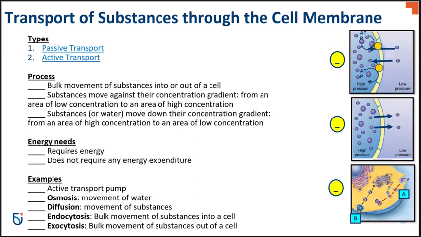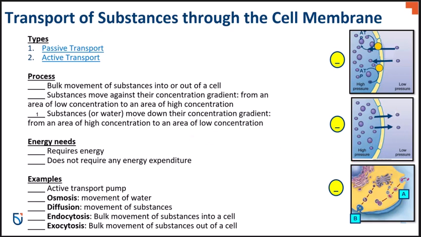Two basic types of transport mechanisms that can permit the movement of substances into and out of the cell include passive transport and active transport. Let's start off with passive transport. And passive transport is where substances or water can move down their concentration gradient. So they're moving from an area where they're in higher concentration to an area of lower concentration.